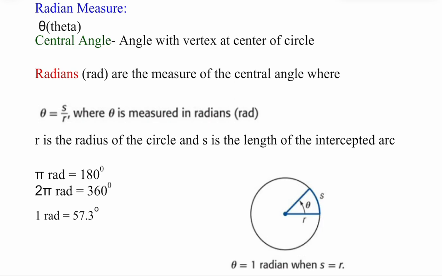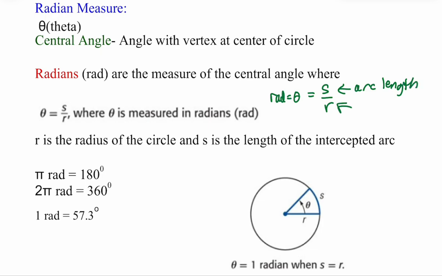Now, radians are the measure of the central angle, where theta is S over R. Now, look where the S is and look where the R is. The S is your arc length.